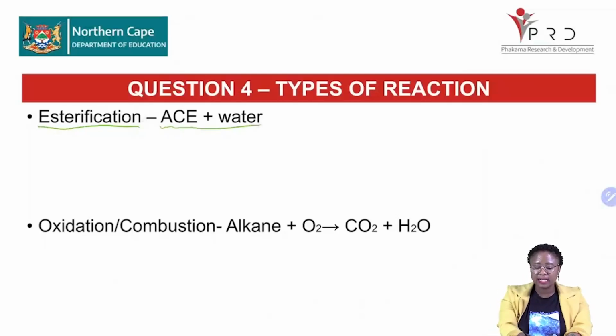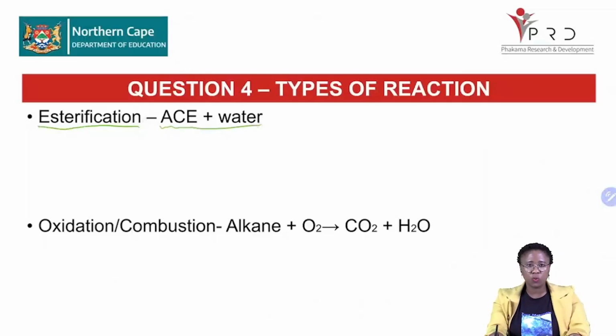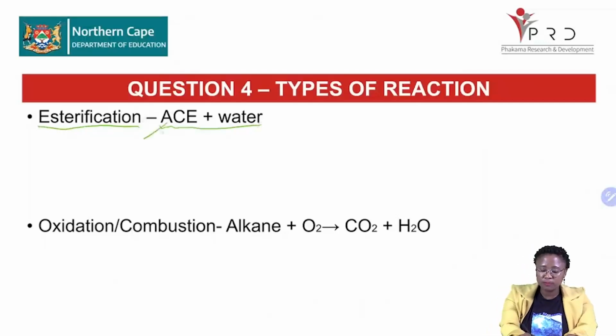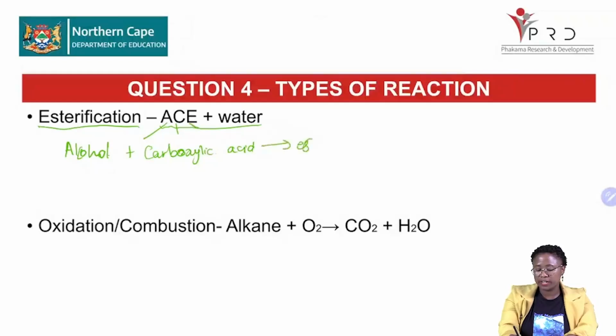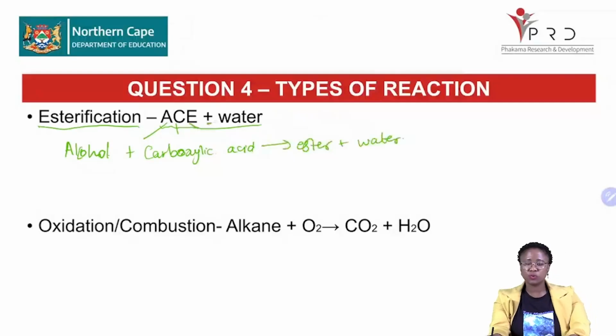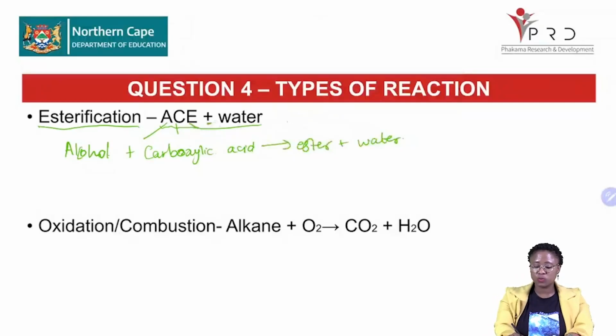All right. Now, under esterification, what is it that I want you to remember? If you can just write under esterification, ACE plus water. Why ACE plus water? It will help you to remember that for the process of esterification, an alcohol must react with a carboxylic acid to give you a product of an ester plus water. All right, this is just the process of esterification, but please do not forget the catalyst that we use to speed up the reaction.